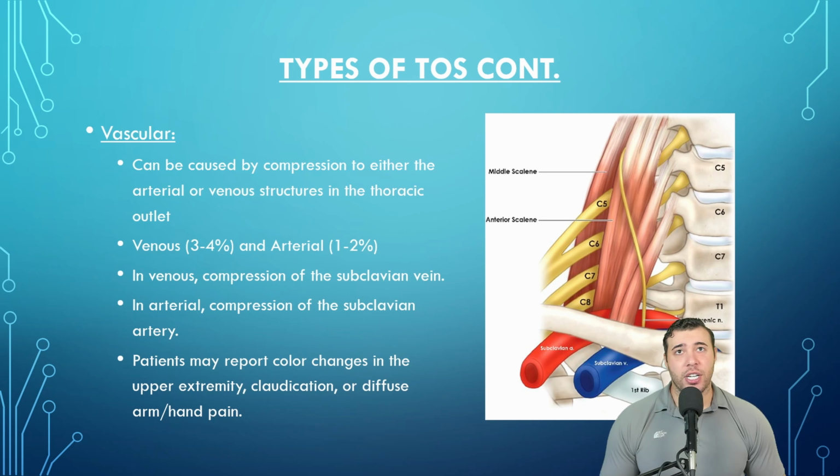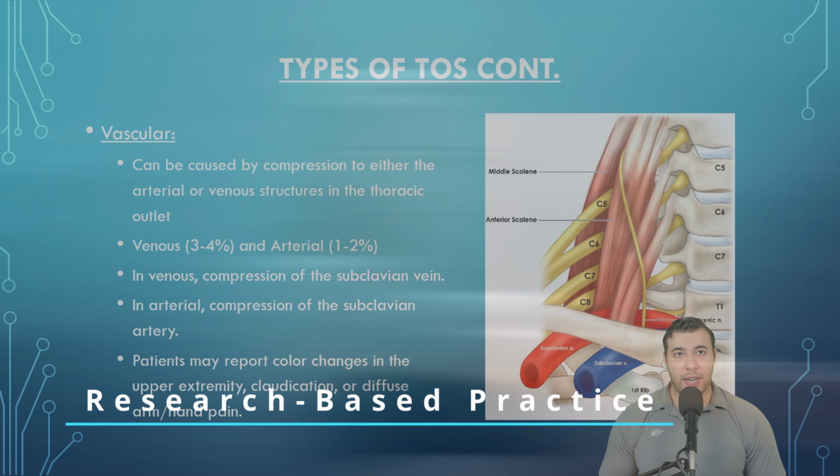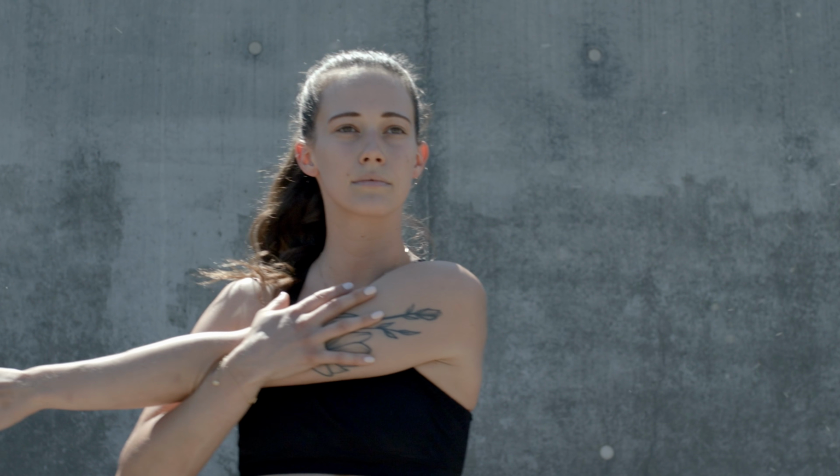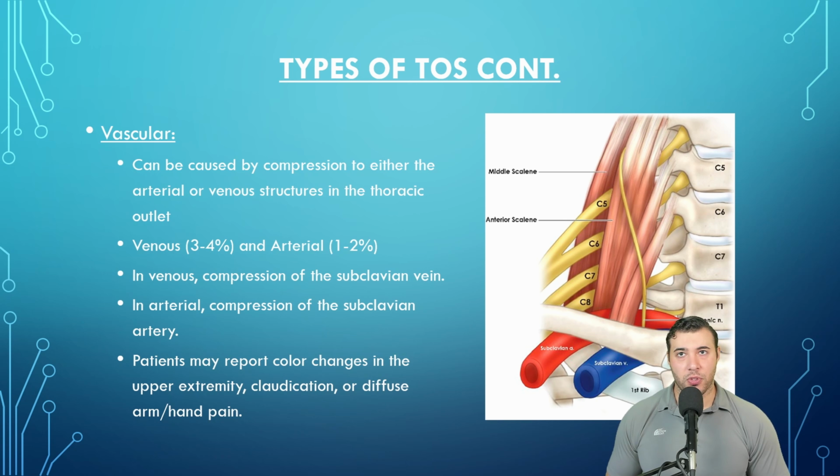The next type is vascular. Vascular-induced thoracic outlet syndrome can be caused by compression of either the arterial or venous structures in the thoracic outlet. On the right, we have a picture showing the subclavian artery and the subclavian vein, which are the two main ones usually affected by this. Venous compression occurs in around 3 to 4% of cases, and arterial is the most minimal, at 1 to 2% of cases. In venous, it's compression of the subclavian vein, and in arterial, it's compression of the subclavian artery.